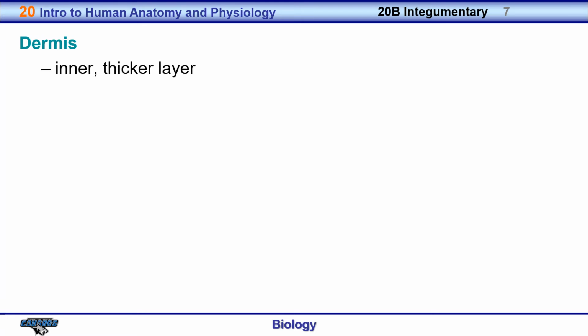Now the dermis is the next deeper layer in the skin, and it's also thicker than the epidermis. And the dermis is composed primarily of connective tissue, and there are blood vessels and nerve endings and sweat glands and hair follicles and oil glands that all make up this layer.